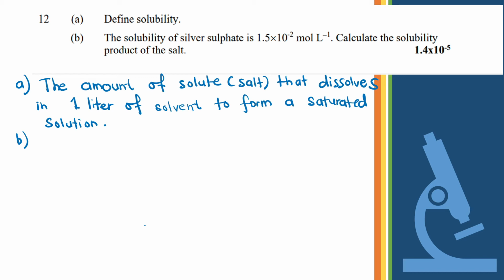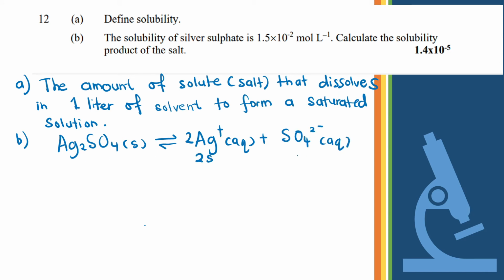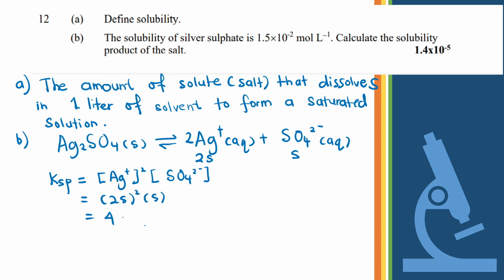You are given the molar solubility of silver sulfate, Ag2SO4, which is 1.5 times 10 to the negative 2 mol per liter. The question asks you to calculate the solubility product, Ksp, for this salt. For Ag2SO4, we first write the expression. Here, this one is 2S, this one is S. The Ksp is equal to the concentration of Ag plus squared times the concentration of SO4 2 minus. So we substitute: 2S squared times S equals 4S cubed.